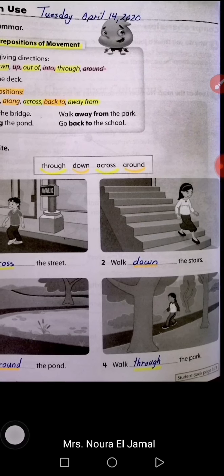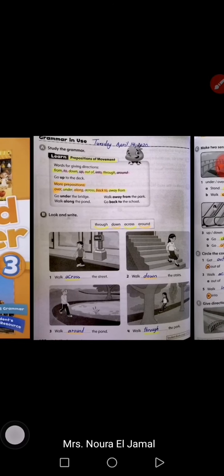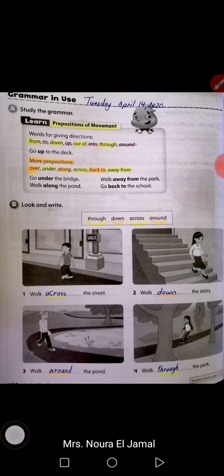Look here, all these sentences are imperative. Why? Because they start with a verb in the base form. Okay? And also we use in these sentences prepositions of movement. That's why these 2 lessons are in one lesson here. We can use the preposition of movement in an imperative sentence.